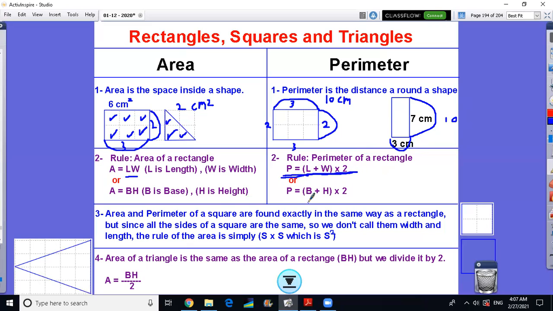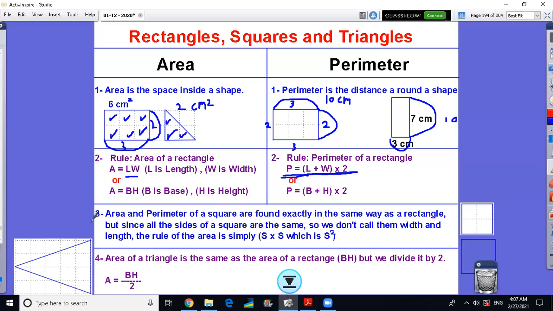Or sometimes, as we agreed in the area, the same thing exactly. They give them some nicknames. The length, they call it base. The W, they call it height. So it doesn't make any difference at all. You add the length and the width, then you multiply by 2, or you just give them another nickname, base plus height, and then you multiply by 2.